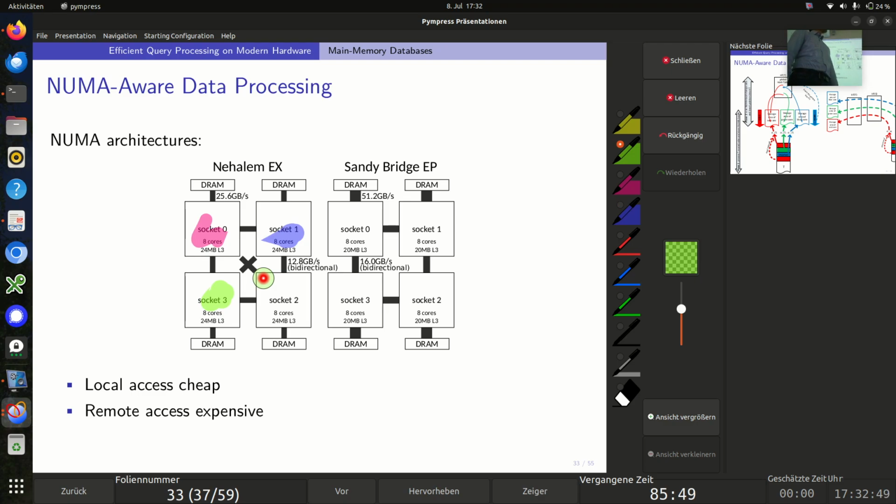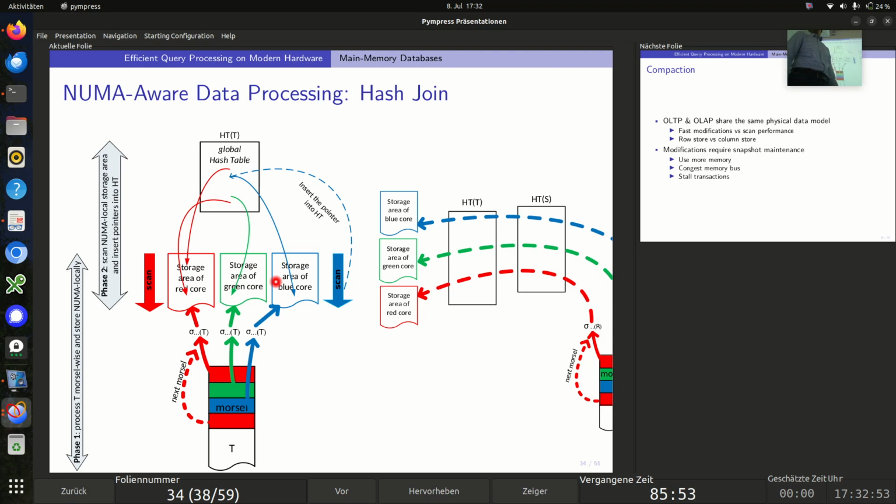So 3 kinds of threads, 3 kinds of NUMA sockets. That's it. You should have heard about NUMA when I ask you, but we do not want to focus more on NUMA-aware data processing. But you should have heard the term NUMA once.